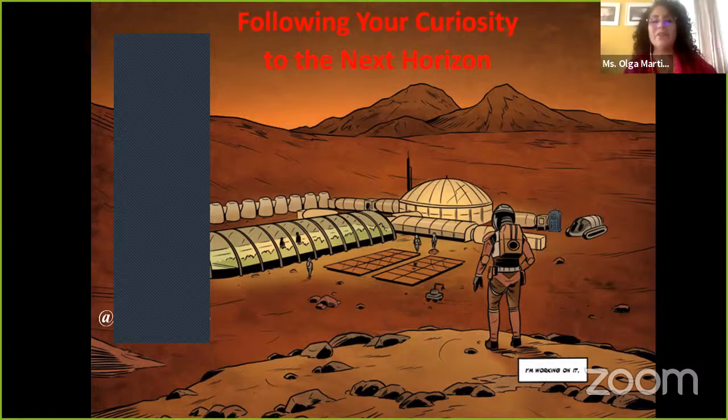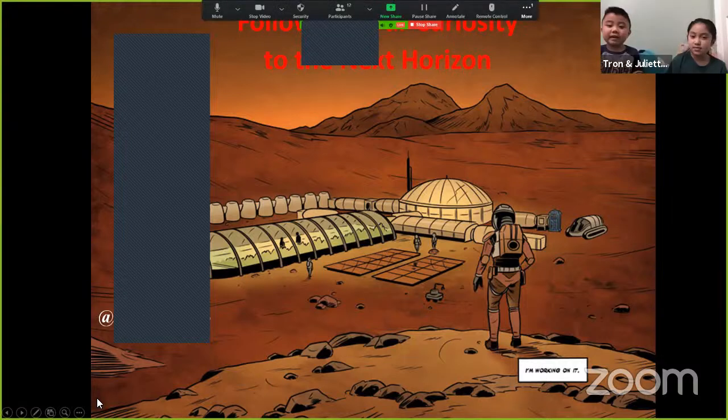Thank you. We have Tron and Juliet. Go ahead and ask your question, Tron and Juliet. If Perseverance bumps into a canyon wall while landing, will you be able to retrieve it?